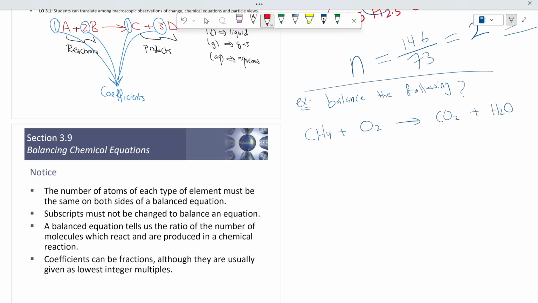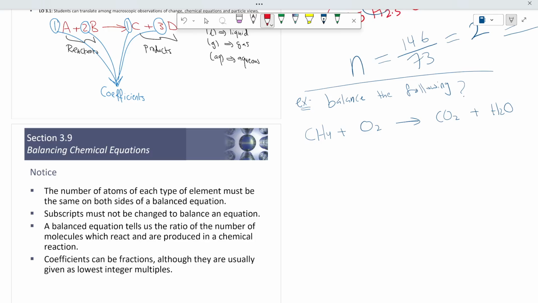It's totally forbidden and not allowed to change the subscripts. This is a very important note. Balancing a chemical equation means making the number of moles or atoms on the left side equal to the number of the same atoms on the right side. So you should count how many carbon atoms you have on the left side and make it equal to the number of carbon atoms on the right side, or the product side.